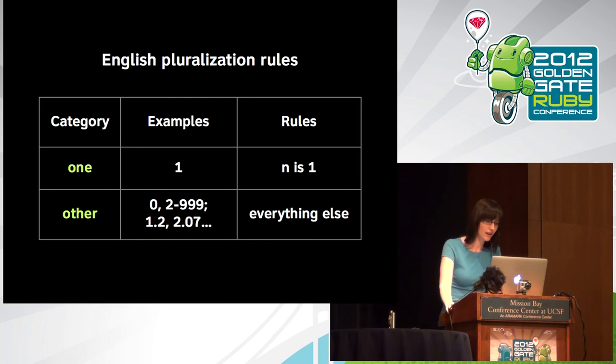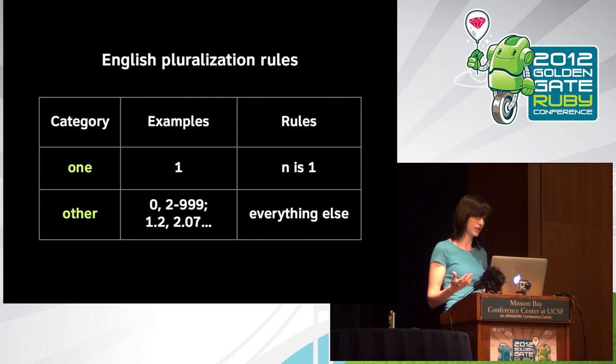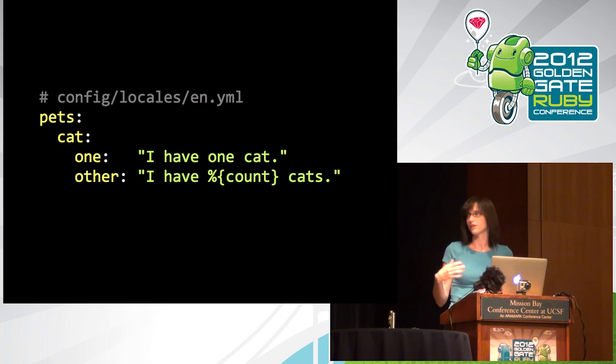So you're all familiar with the English numbering system, which has just two grammatical numbers. There's one and not one. And so here's how the Common Locale Data Repository represents those rules. It's really not too bad. We have it easy. So if you were to do this in Rails, it's not too bad. You just have to provide a value for one and a value for not one.